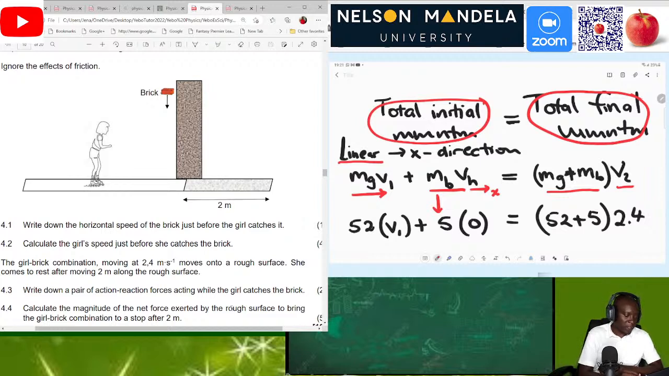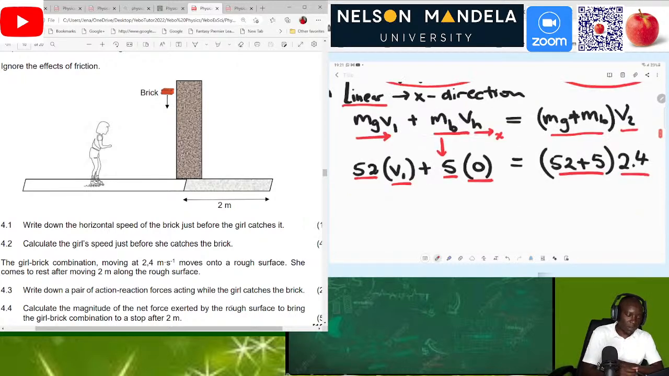Now the mass of the girl, 52 kgs, multiplied by V1, plus the mass of the brick multiplied by the horizontal speed of the brick in the x direction, should be equal to the combined mass of the brick and the girl, 52 plus 5, multiplied by the combined velocity of the brick and the girl. Now, what does that mean? We have 52 V1 plus 0 equals 57 multiplied by 2.4.